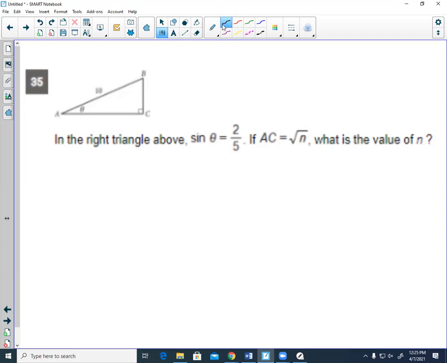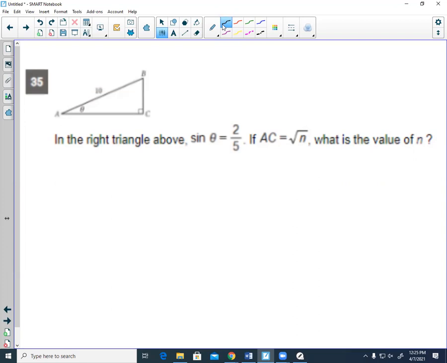The way that most of you probably did it was you probably figured out what this angle was first by using sine of theta equals 2/5. So you use inverse sine to find out what the angle was. Then when you use the inverse of the angle, you could find out this side, whatever. That's not really a necessary step. It's more of a time waster than an absolutely necessary step.